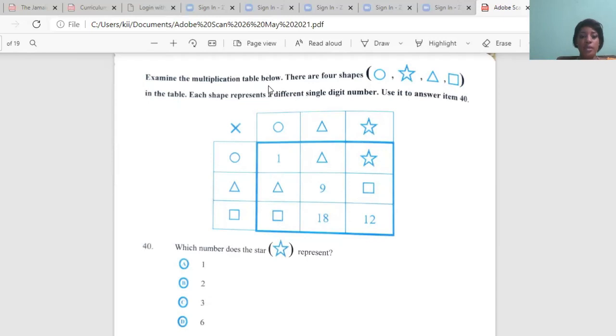Examine the multiplication table below. There are 4 shapes: a circle, a star, a triangle, and a square in each table. Each shape represents a different single digit number. Use it to answer item 40. Which number does the star represent?